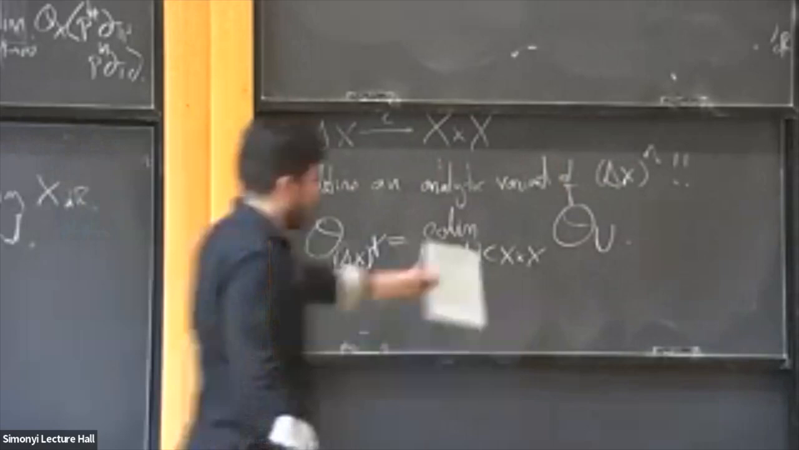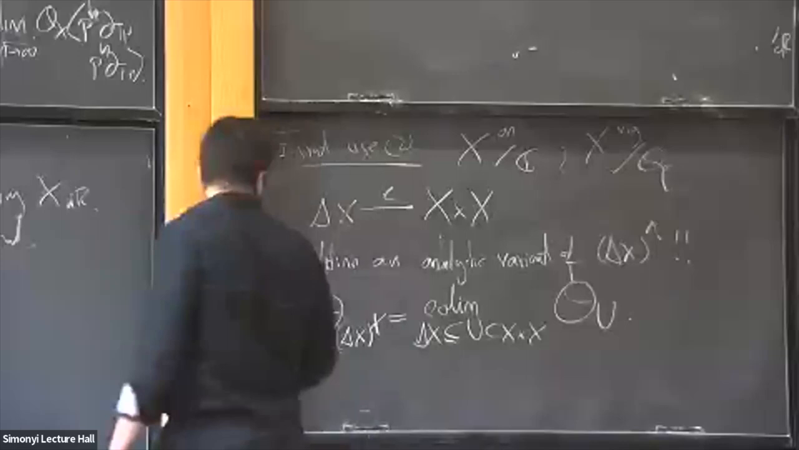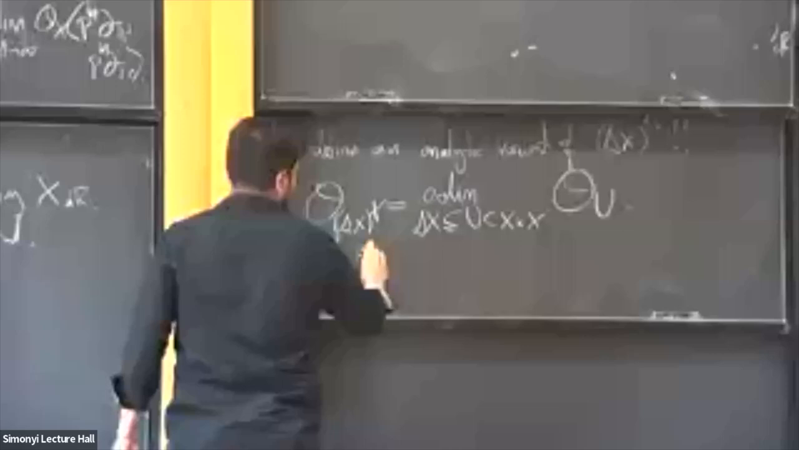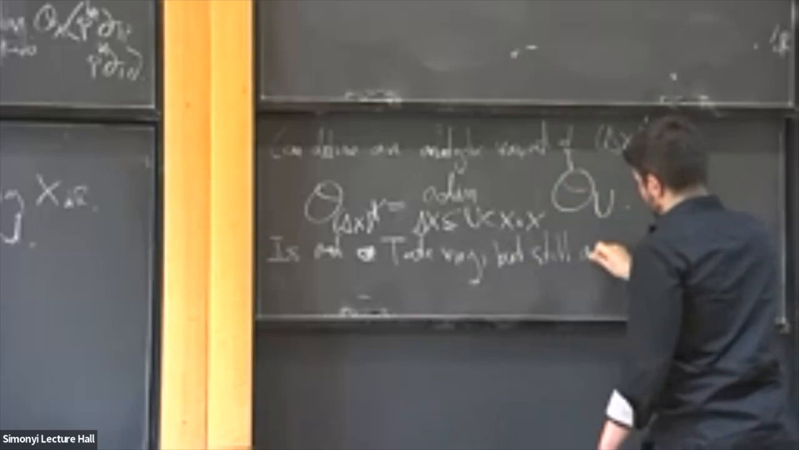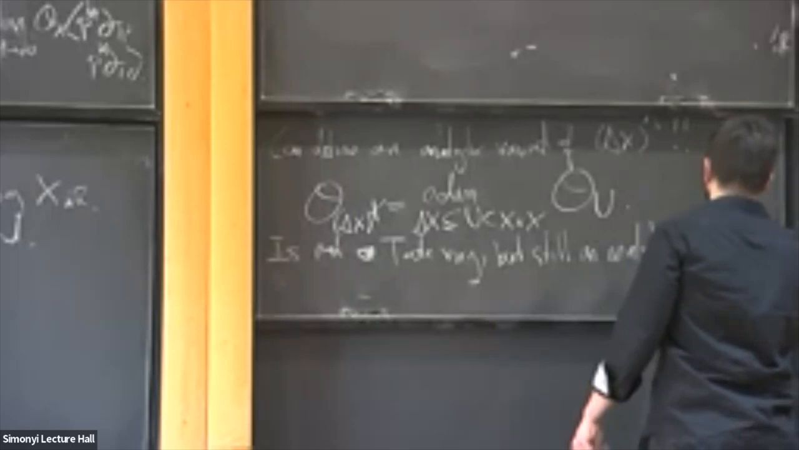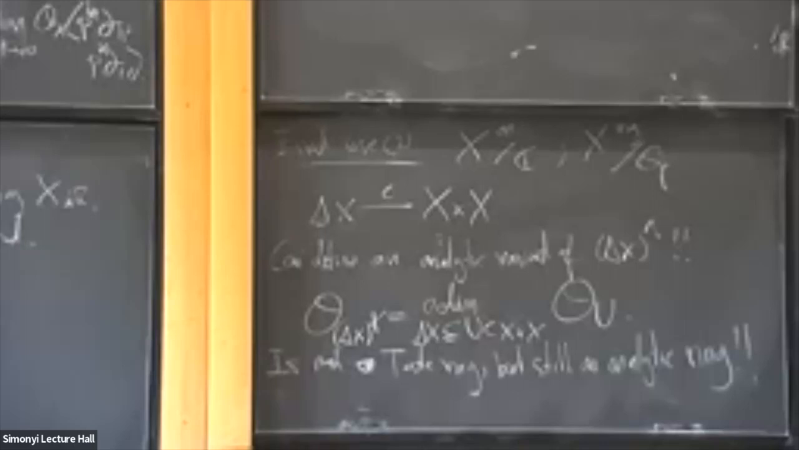Okay, yes. But still, even so, it's not a Banach ring, for example, but still it is an analytic ring, in the sense of condensed mathematics by Clausen and Scholze. So, still, it's defining a perfectly well-defined space, just by taking the spectrum of this ring in this category of analytic rings.